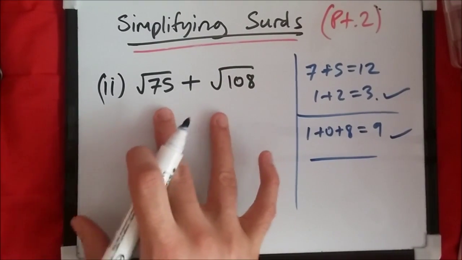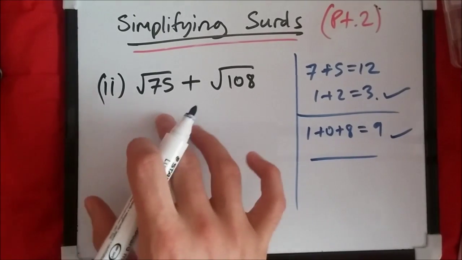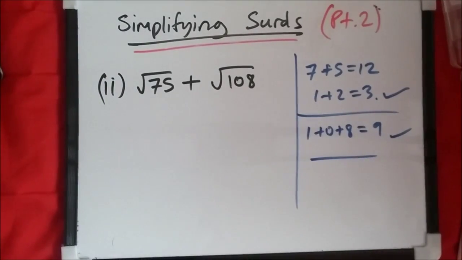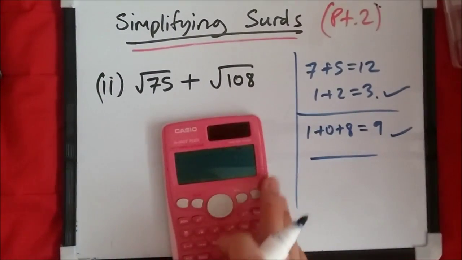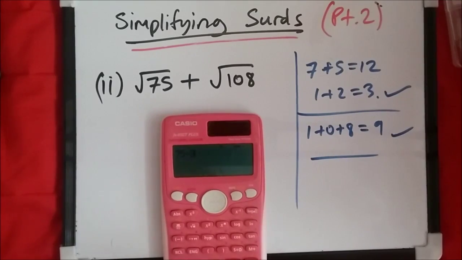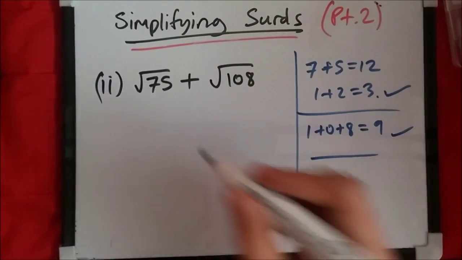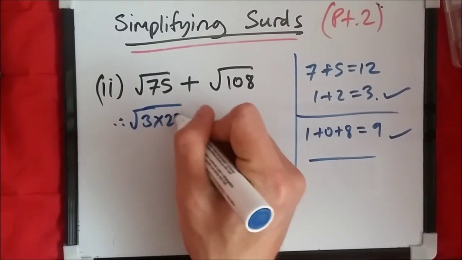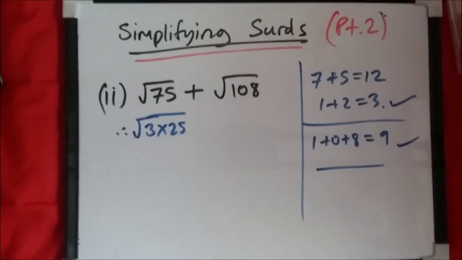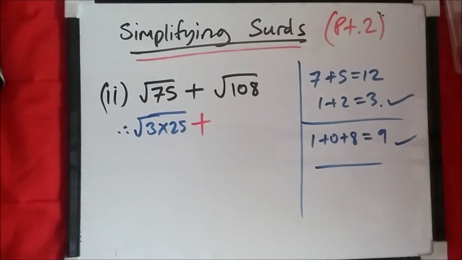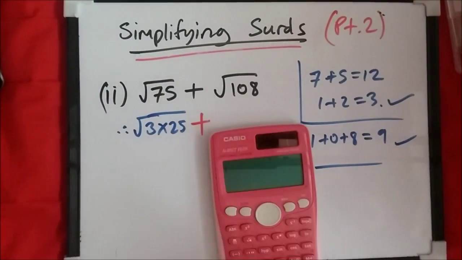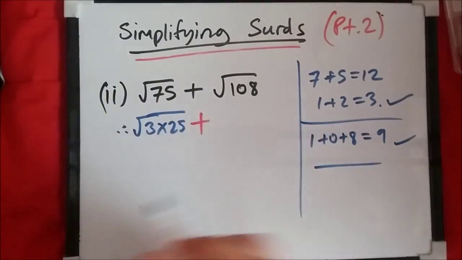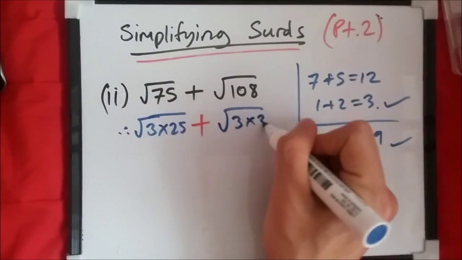So now we know that these are both divisible by 3. What do they go into then? 3 times what makes 75? 3 times what makes 108? So on our calculator, we can just do 75 divided by 3. It's 25. How convenient. So we can say 3 times 25 replaces the root 75 plus, again, I like my red, 108 divided by 3, 36.